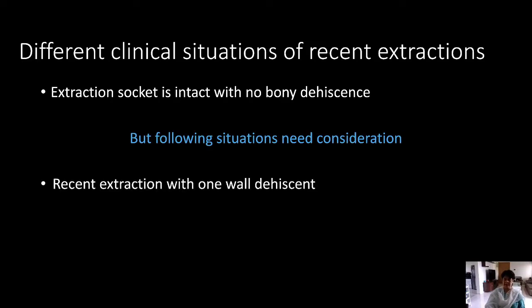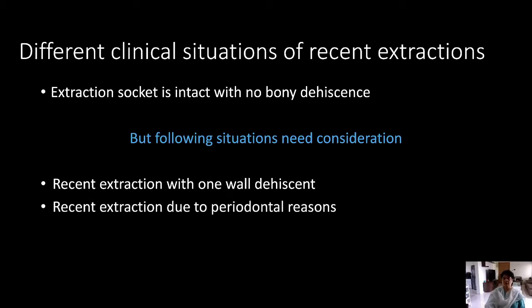It is not category A when the recent extraction shows you one wall dehiscence, and that dehiscence in one wall of a socket is not an ideal situation. So this is one situation where you need to really work on the dehiscence of the wall. And the second situation is when we lose teeth because of periodontal reasons, and this also cannot be category A, because we are removing the tooth because the periodontal disease has caused a lot of loss of bone volume and also soft tissue volume.